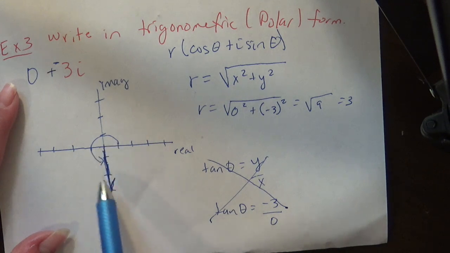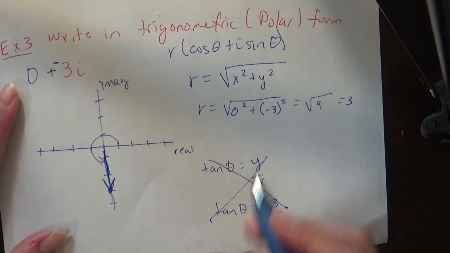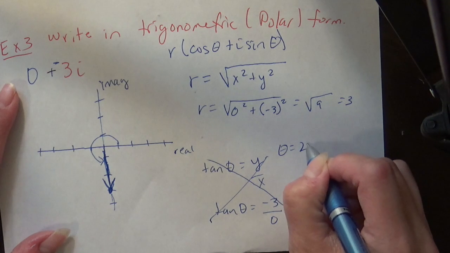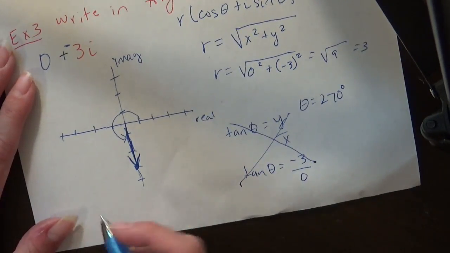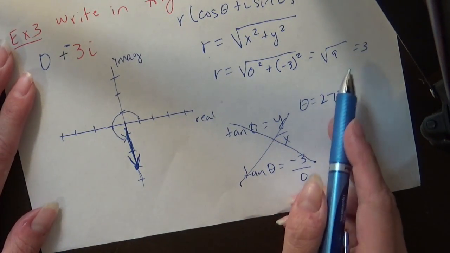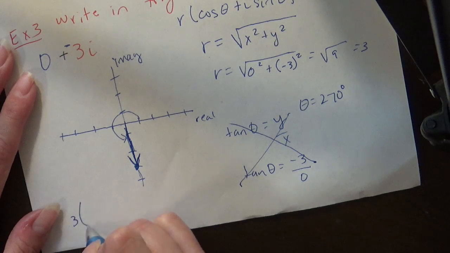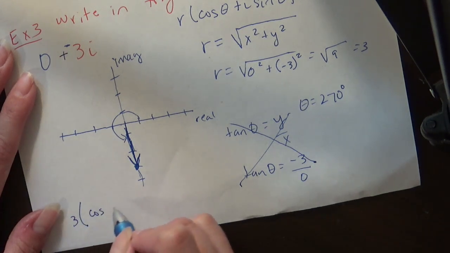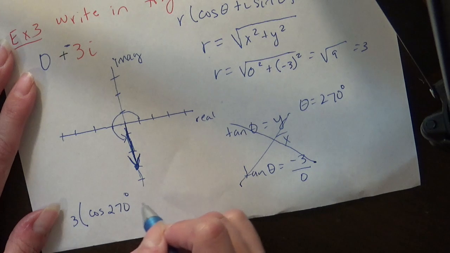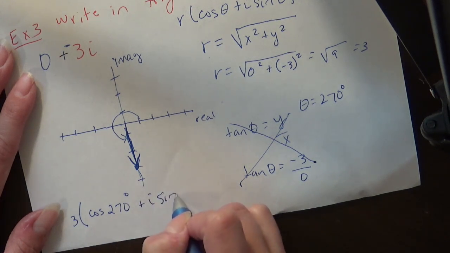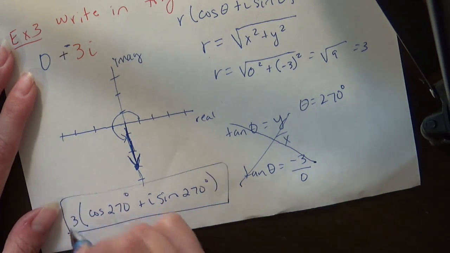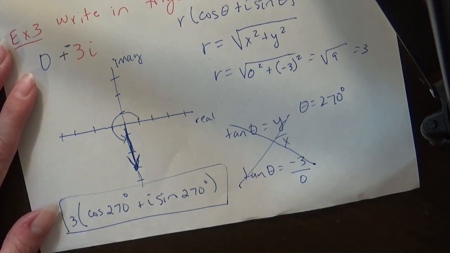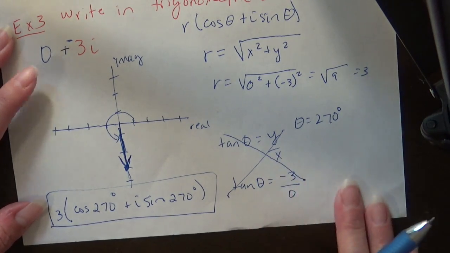On this one, we can look at this and we know that theta is 270 degrees. Alright, so we are ready to write our polar form. We found 3 for r, so it's going to be 3 parentheses cosine 270 plus i times sine of 270 degrees. And that gives us the polar form. We'll do one more where you have to use this tan stuff over here to get it.